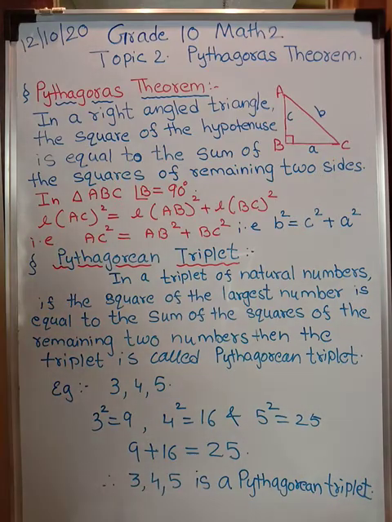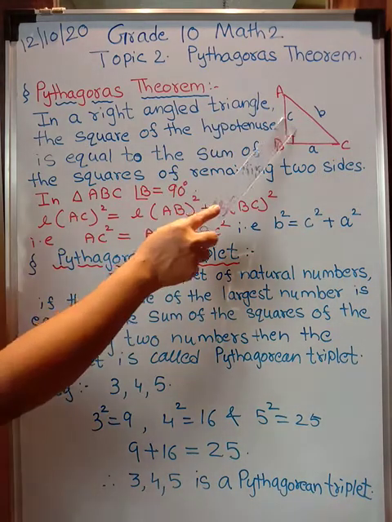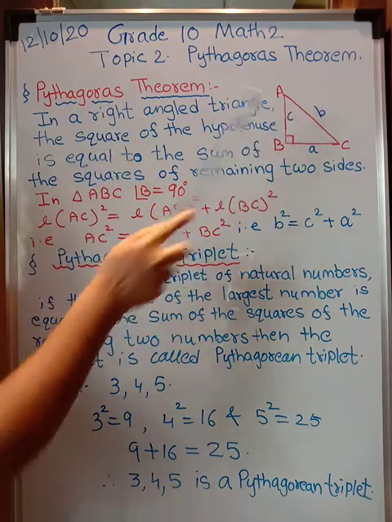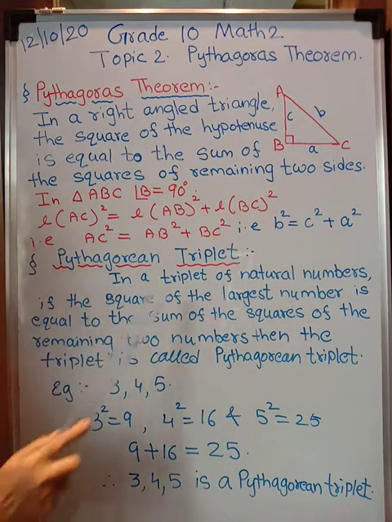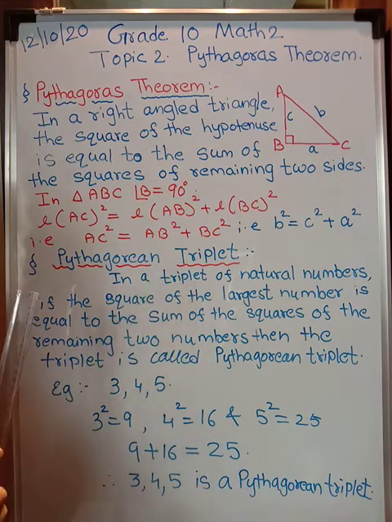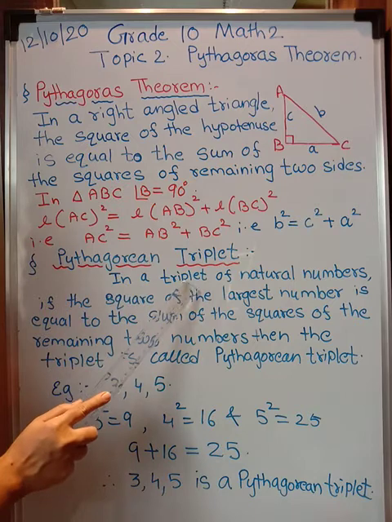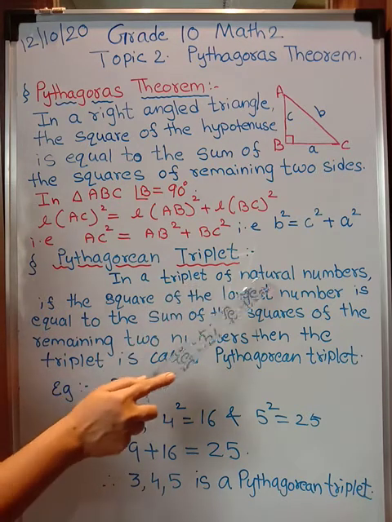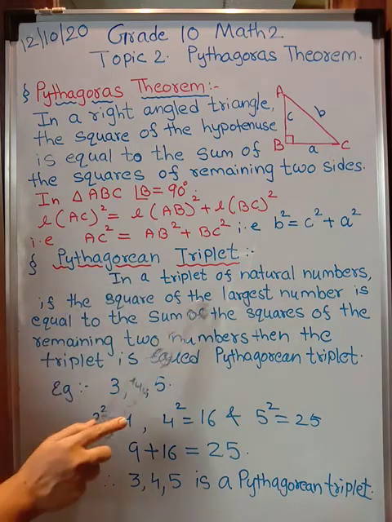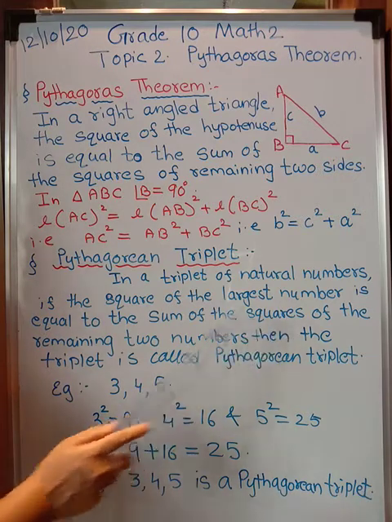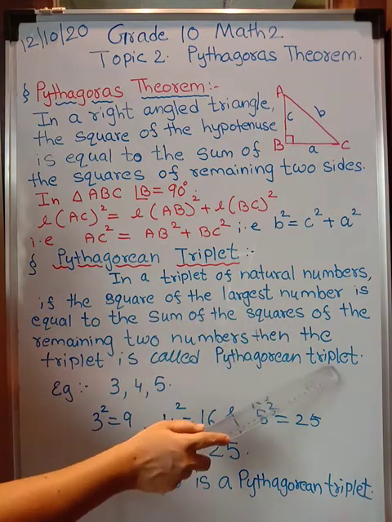Now what do you mean by Pythagorean triplet? In a triangle, you know there are three sides. Now three numbers which are satisfying this condition. What do you mean by triplet? Triplet means a group of three numbers. So in a group of three numbers, or in a triplet of natural numbers, if the square of the largest number is equal to the sum of the squares of the remaining two numbers, then the triplet is called a Pythagorean triplet.